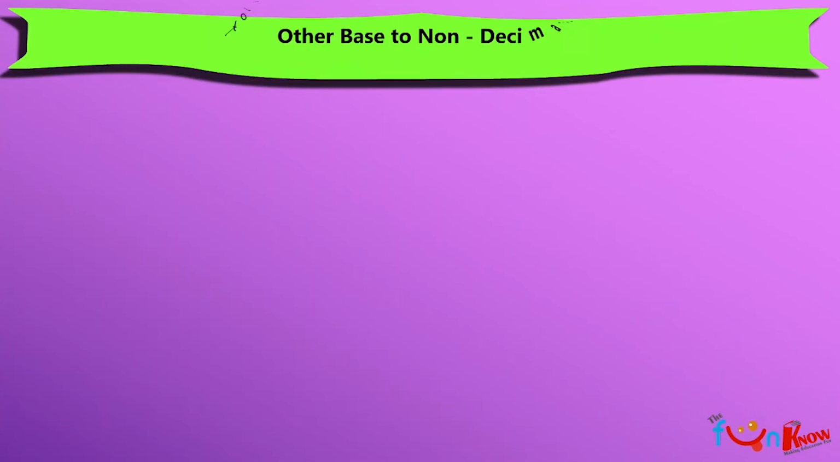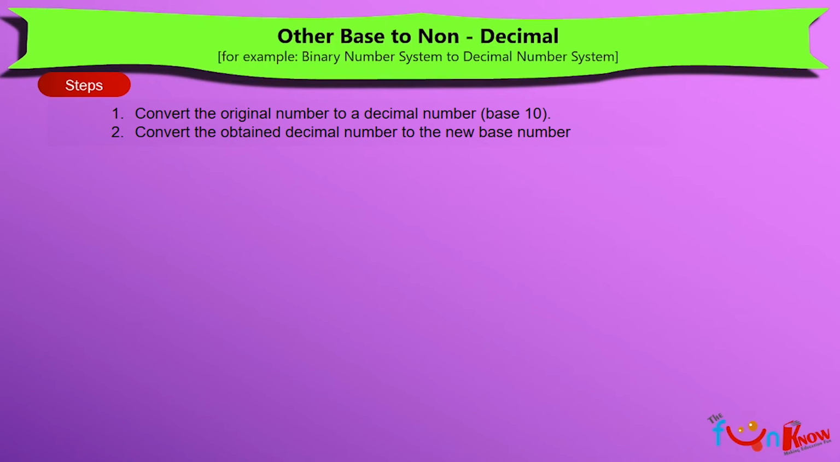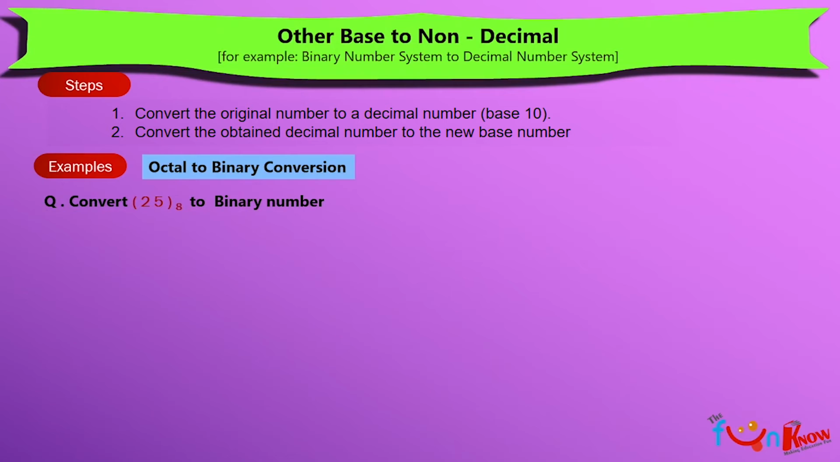Now students, let us go towards other types of conversions. Other bases to non-decimal, for example, binary system to decimal system. There are some steps mentioned over there. Step one: convert the original number to a decimal number, that is base 10. Second step: convert the decimal number so obtained to the new base number. Now it is given over here, we have to convert an octal number.